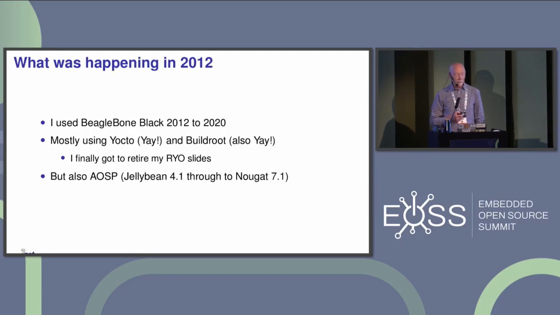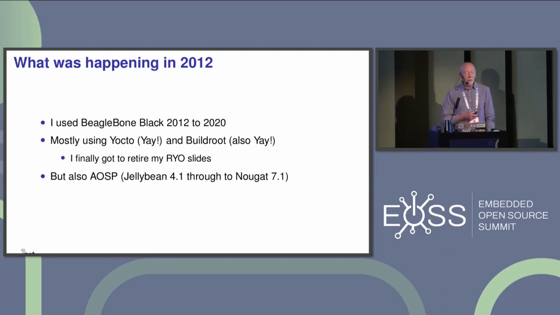And mostly using Yocto. Yay, Yocto. So finally, by 2012, Yocto was kind of becoming mainstream. Yocto only came about in 2010, so that's fair enough. And also Buildroot. I don't know if any Buildroot people are here. As you know, Buildroot went through a bit of a lull, but by 2010, 2012, it was on the up, and it remains one of my favorite build systems.